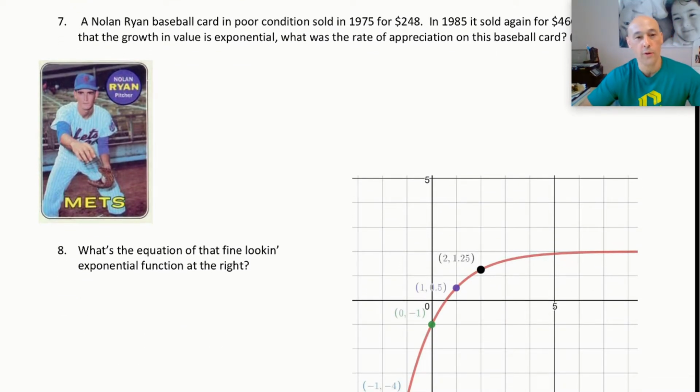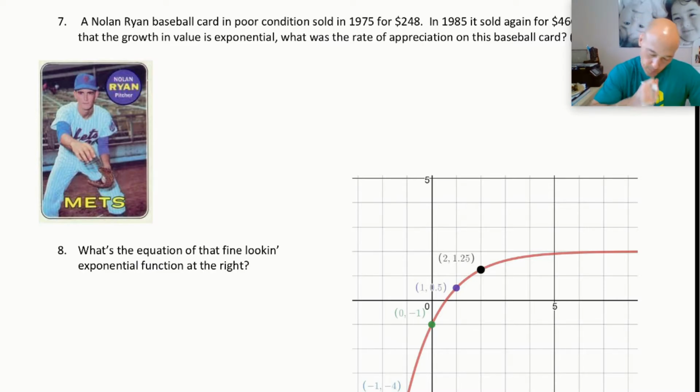Here, a problem about the New York Mets. Yay, Mets are my favorite team, and I didn't even write this. A Nolan Ryan baseball card in poor condition sold in 1975 for $248. In 1985, it sold again for $460. Assuming that the growth in value is exponential, what was the rate of appreciation on this baseball card?